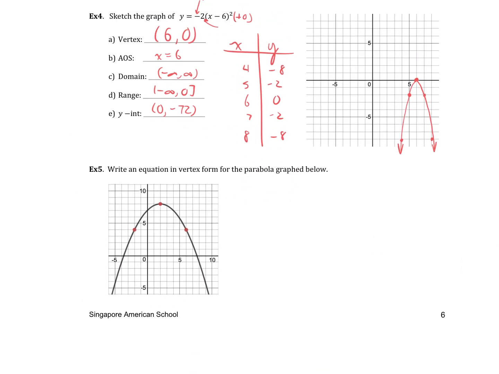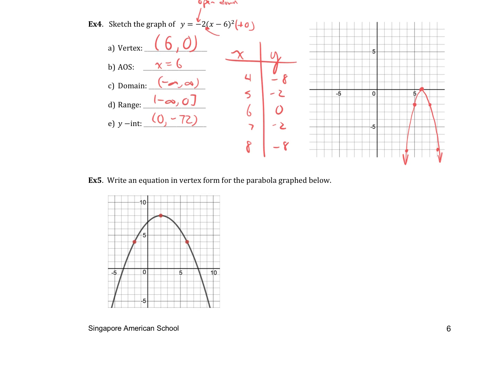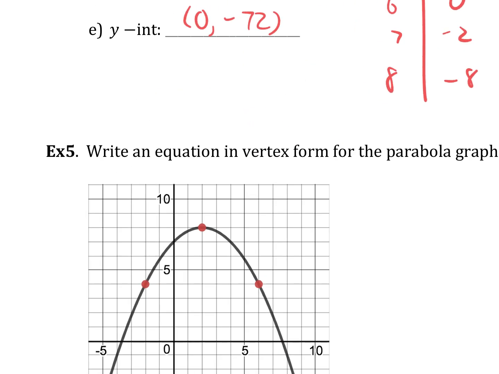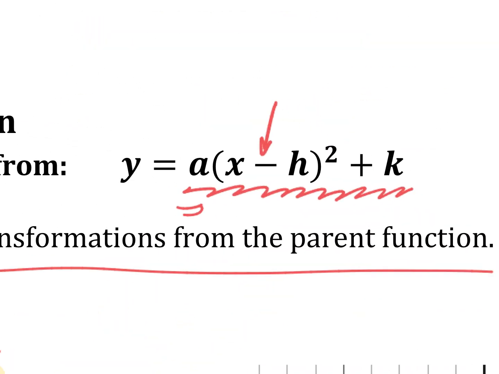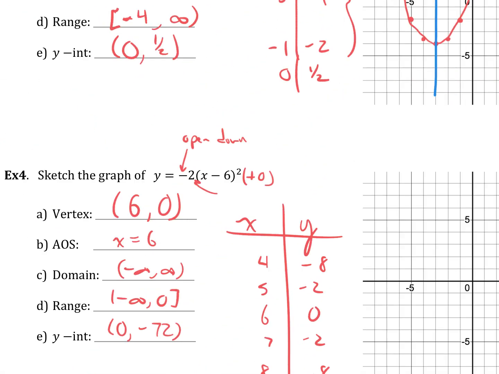Probably need to talk about this. If you had this, how do you get it into vertex form? Well, I need to know the vertex. If you think about the ingredients you need for vertex form, y equals a times (x minus h) squared plus k, these are the coordinates of the vertex, and this coefficient has to do with how tall it is, how much vertical compression or expansion has happened.